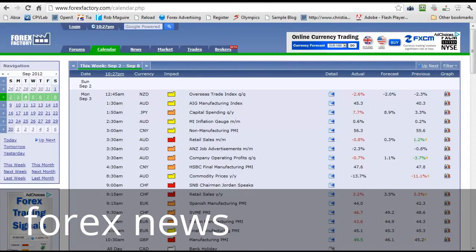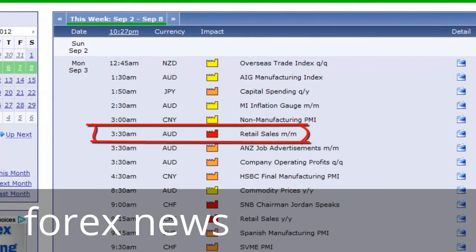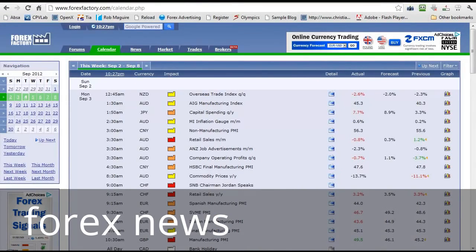So if you look at the retail sales announcement for the Australian dollar here as an example, it is wise to be out of currency pairs like AUD USD and EUR AUD around this time. But of course the impact of these news releases all depend on your own trading strategy. If you use a longer term strategy on the higher time frames, then these news releases may not have such a big impact on you.